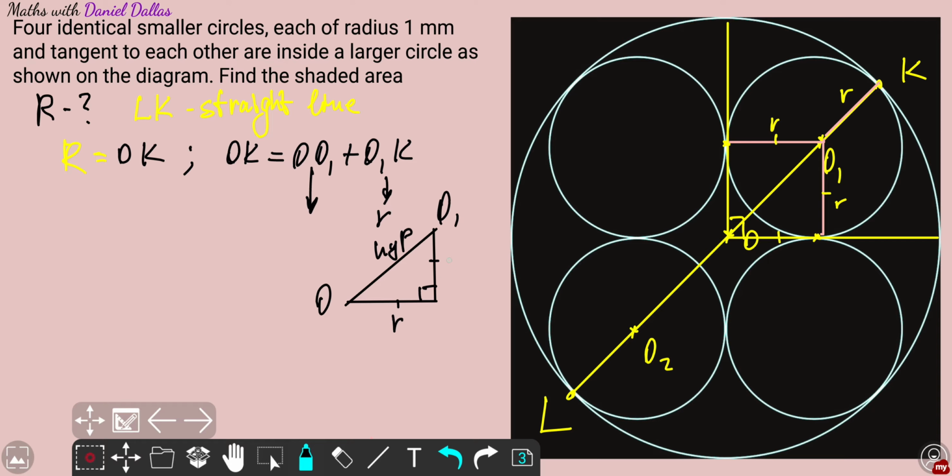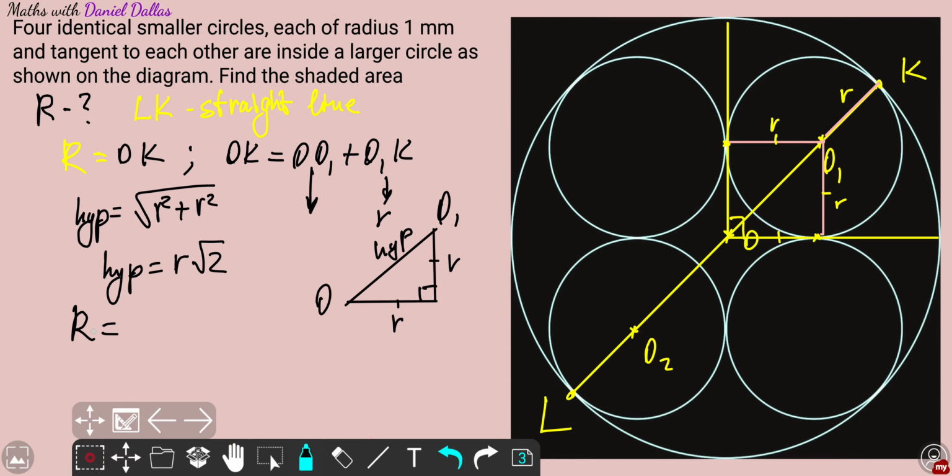And we also know that each side of this triangle is r. So to calculate the hypotenuse, we need to take the square root of r squared plus r squared. So the hypotenuse is simply r square root of 2. So OK, which is the radius of the larger circle, is simply the hypotenuse, r square root of 2, plus O1K, which is r.